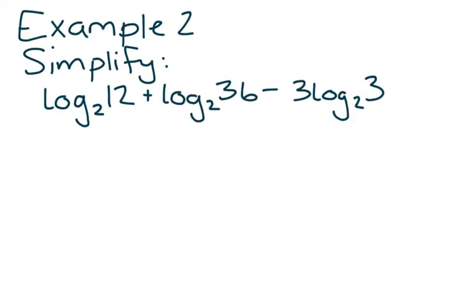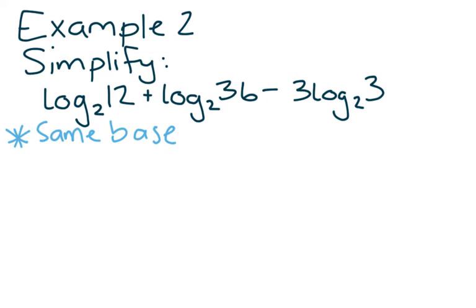Example 2, we need to simplify this expression here, which is all in base 2. So we've got log base 2 of 12 plus log base 2 of 36, take 3 log base 2 of 3. I'm just going to note there that it's the same base, because that's really important. The fact that they're the same base means that we can apply the log laws.